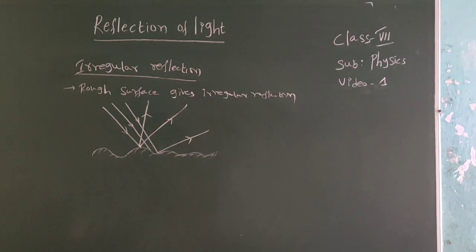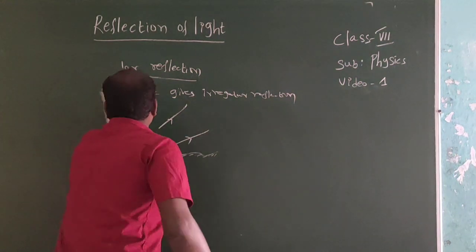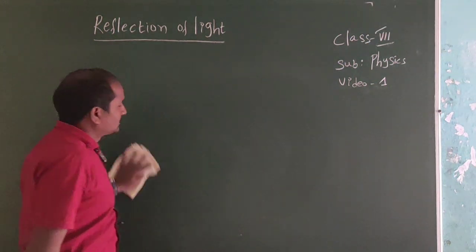So we see, if the surface of the window glass is smooth, we are able to see our image. But if the surface of the window glass is rough, due to the irregular reflection, we can't find our image, or we find an unclear image in the mirror. Okay, that is about irregular reflection. Now, next one.